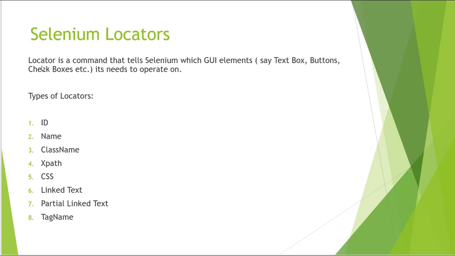The basic definition is: a locator is a command that tells Selenium which GUI element, say text box, button, checkbox, etc., it needs to operate on. As I have said, there are multiple elements: buttons, text boxes, checkboxes, or images. Selenium uses these locators in order to locate those elements on the web page, and then we can work with them. Let us now see the different types of locators.